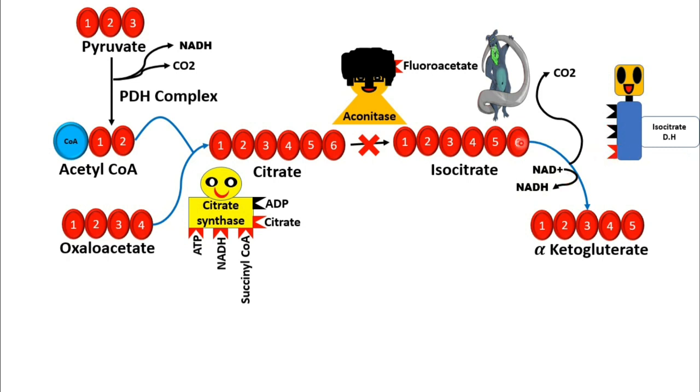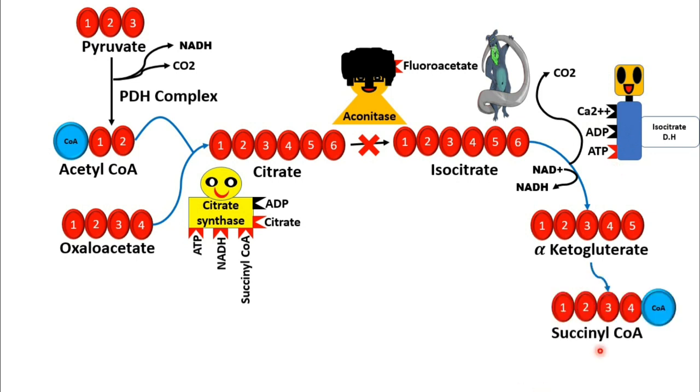As this enzyme catalyzes an irreversible reaction, it is also highly regulated. So calcium and ADP will activate this enzyme, but a lot of ATP will inhibit this enzyme. Then alpha-ketoglutarate will be converted to succinyl-CoA. So let's count the carbon of alpha-ketoglutarate and the carbon of succinyl-CoA. Alpha-ketoglutarate has 5 carbon, and succinyl-CoA has just 4 carbon.